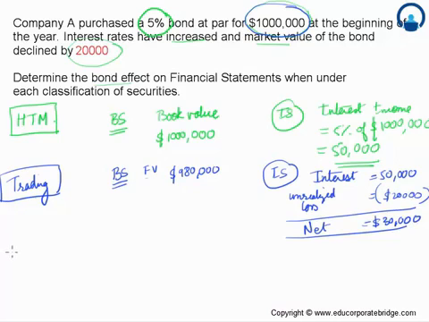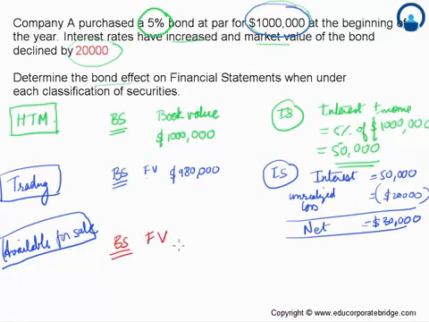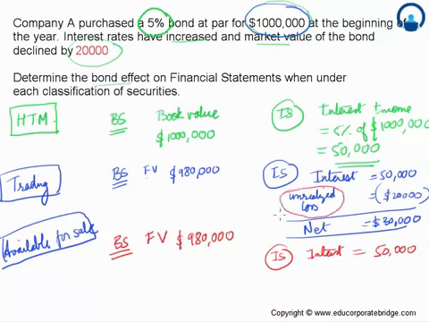Now let's look at the third one, which is the available for sale. So in available for sale, you'll note that the balance sheet actually reports on the fair values. So here also again this will be 980,000, and in the income statement unrealized losses are not carried. So the only thing that will be there in the income statement will be interest income to an extent of 50,000, and this unrealized loss of 20,000 is actually adjusted under the shareholders equity section directly.